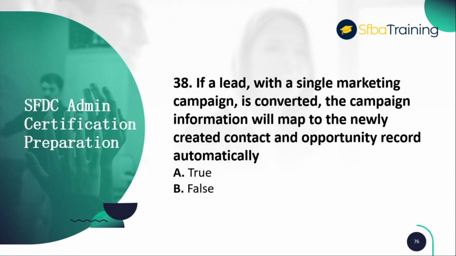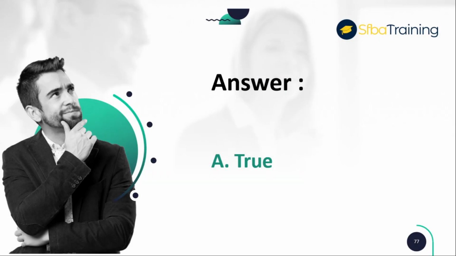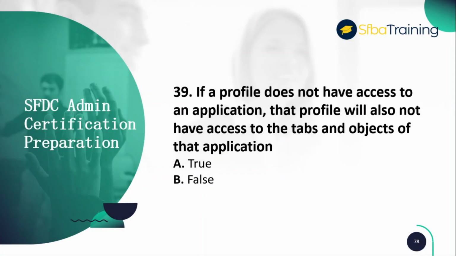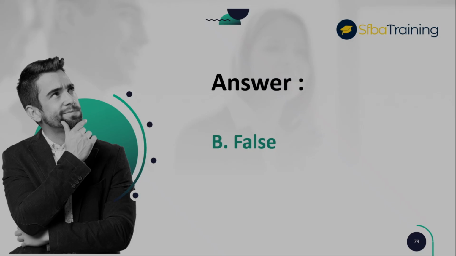Number 38. If a lead with a single marketing campaign is converted, the campaign information will map to the newly created contact and opportunity record automatically. A. True. B. False. The answer is A. True. Number 39. If a profile does not have access to an application, that profile will also not have access to the tabs and objects of that application. A. True. B. False. The answer is B.